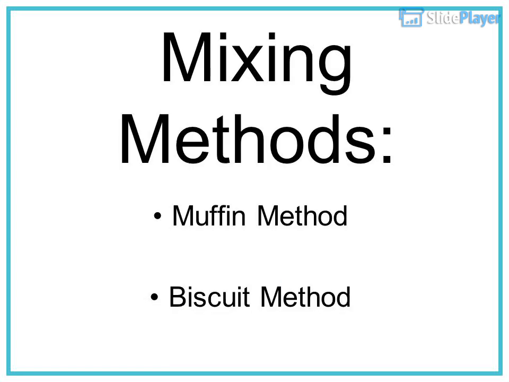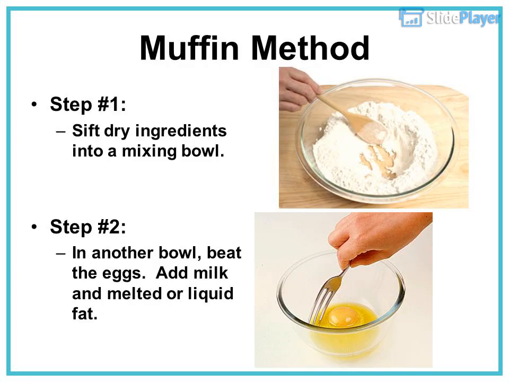Mixing methods for quick breads: muffin method and biscuit method. Muffin method. Step 1: Sift dry ingredients into a mixing bowl. Step 2: In another bowl, beat the eggs. Add milk and melted or liquid fat.